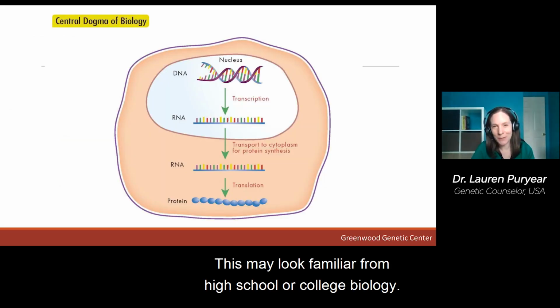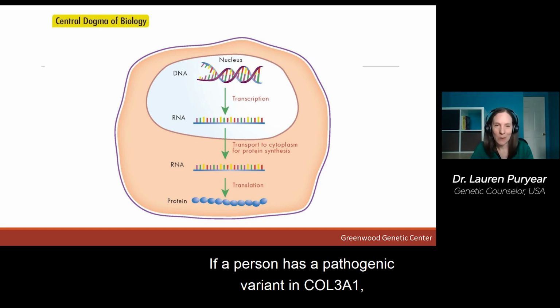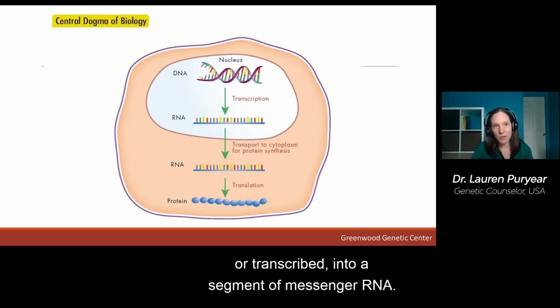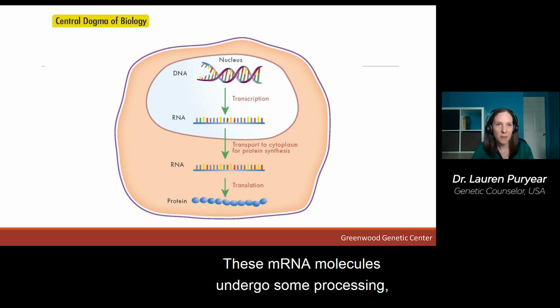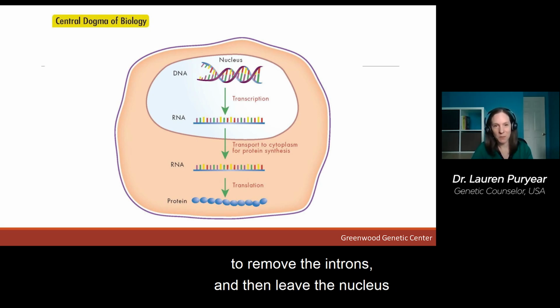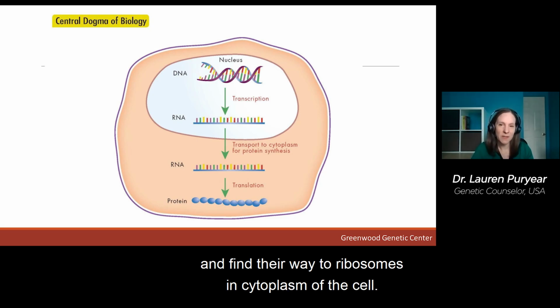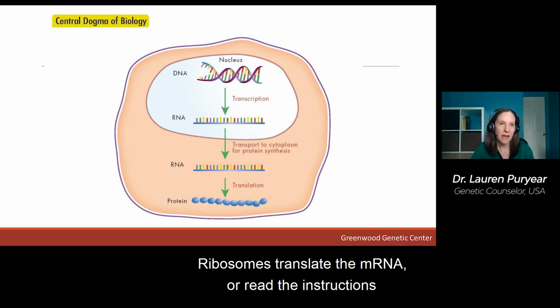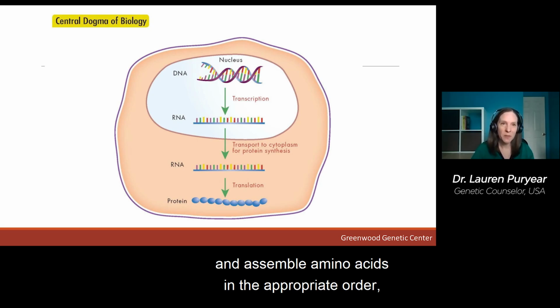This may look familiar from high school or college biology. If a person has a pathogenic variant in COL3A1, that's in the DNA, in the nucleus, the instructions in that gene are copied or transcribed into a segment of messenger RNA. And these mRNA molecules undergo some processing to remove the introns, and then leave the nucleus and find their way to ribosomes in the cytoplasm of the cell. Ribosomes translate the mRNA or read the instructions and assemble the amino acids in the appropriate order to create a protein.